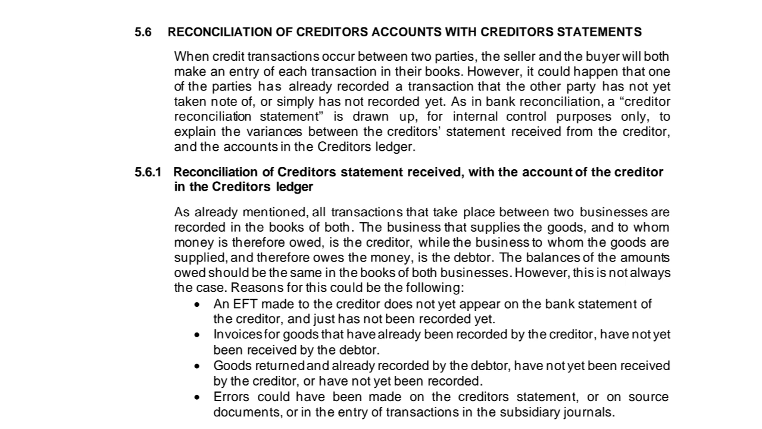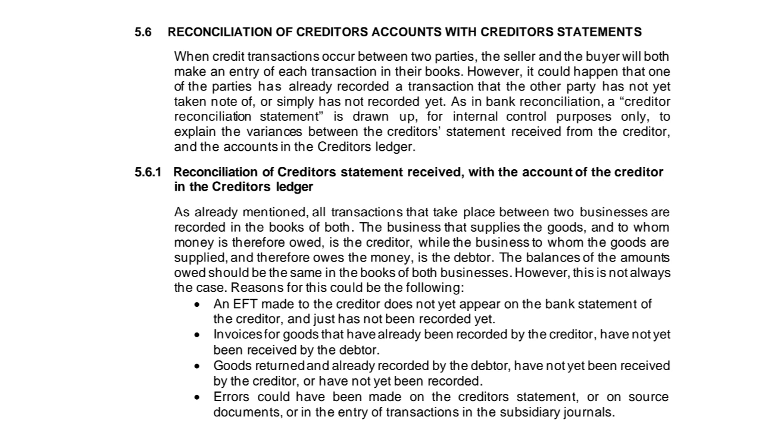5.6.1. Reconciliation of creditor's statement received with the accounts of the creditor in the creditor's ledger. As already mentioned, all transactions that take place between two businesses are recorded in the books of both. The business that supplies the goods and to whom money is therefore owed is the creditor, while the business to whom the goods are supplied and therefore owes the money is the debtor. The balances of the amounts owed should be the same in the books of both businesses. However, this is not always the case.